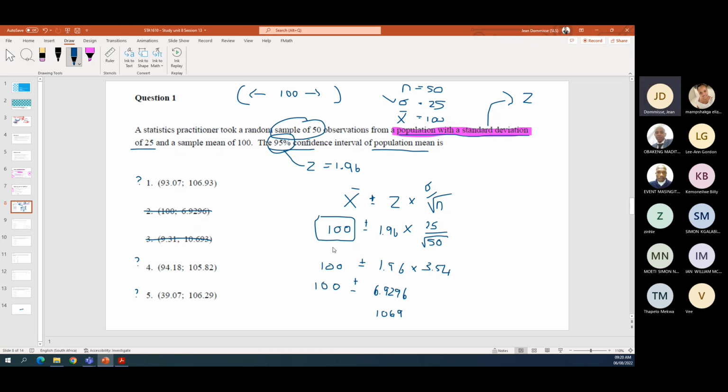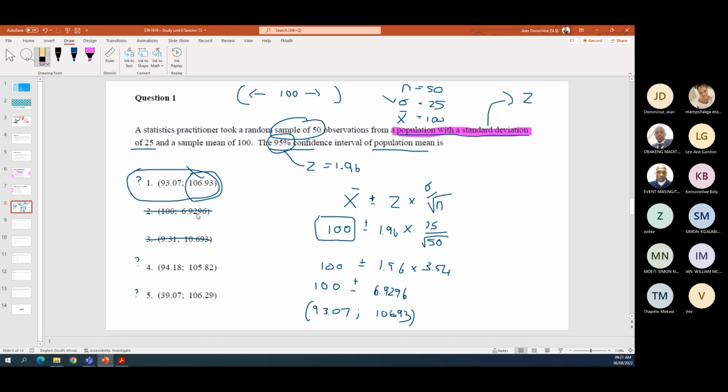Okay, so I see they have rounded it off. So let's check the top ones. Only that one will be right. But let's also just do the bottom one. Then we see it is 93.07. Okay, so that is your correct answer.